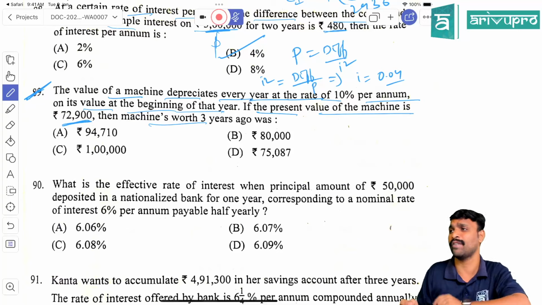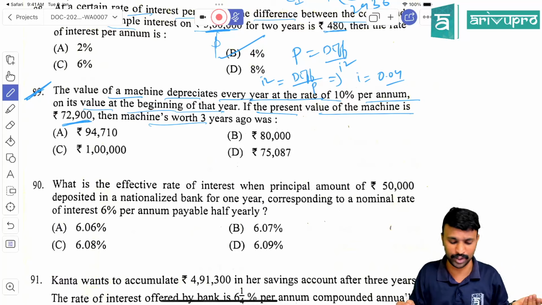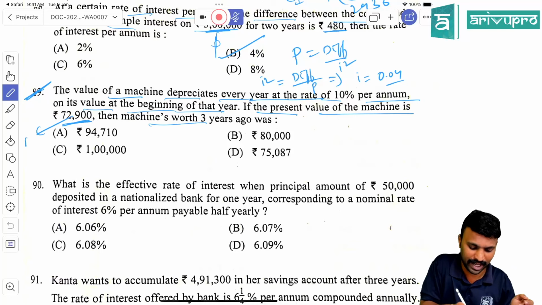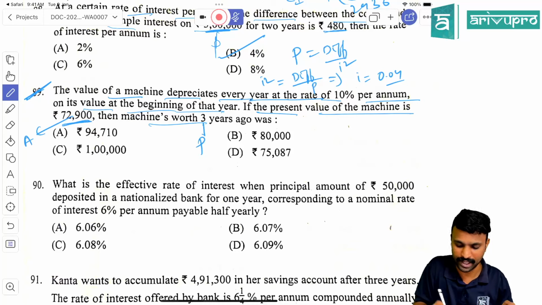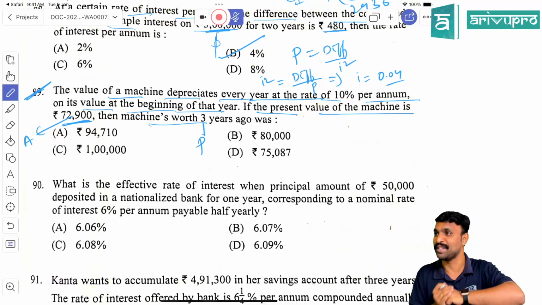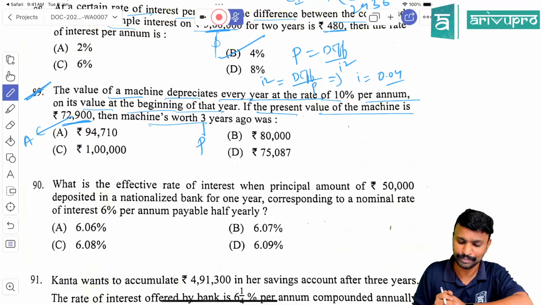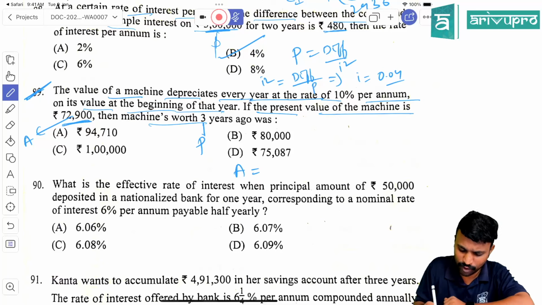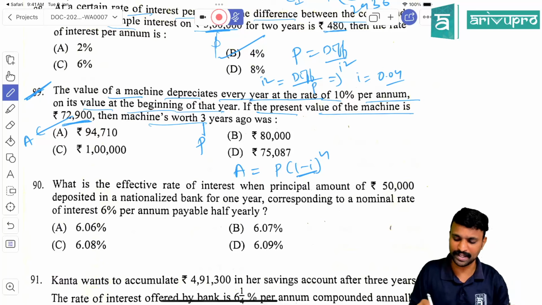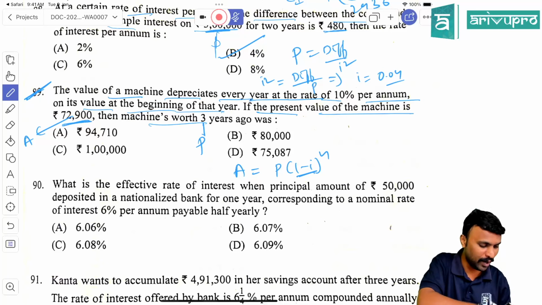Guys, 3 years ago, definitely its worth will be more than 72,900. So that means whatever they have given as amount, whatever they are asking is to find principal, because principal is only more than the amount. Yes or no? So depreciation formula, P into 1 minus I whole power n. So 1 minus I is 0.9, because 1 minus 0.1 is 0.9. Type 0.9, raise the power to 3, press into equal to twice.